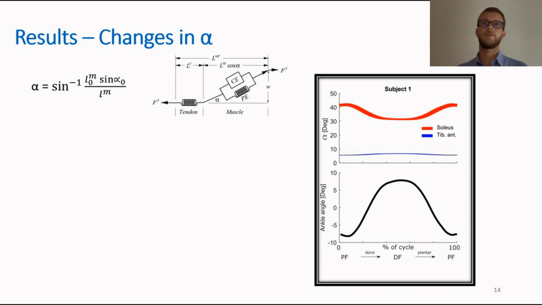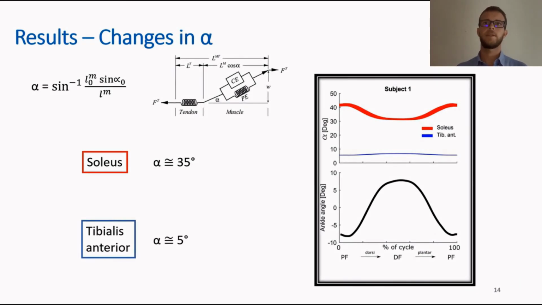Please note that the assumption that has been made here is that the width of the muscle is constant. In this way, we obtained a rather large pennation angle of approximately 35 degrees for the soleus, and a rather low value of 5 degrees for the tibialis anterior. These 2 muscles will be useful to assess how models A and B behave with MTUs with different architectures.